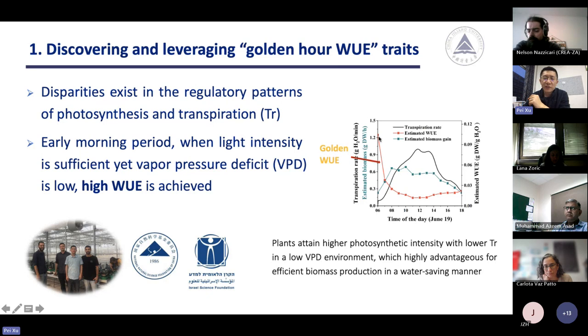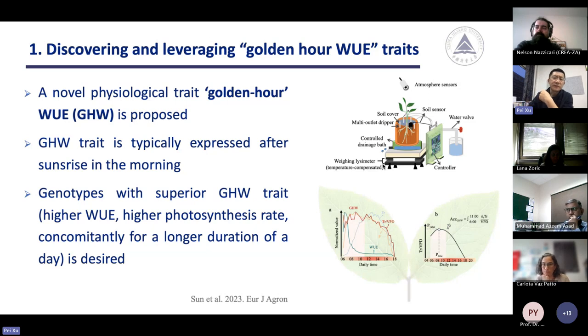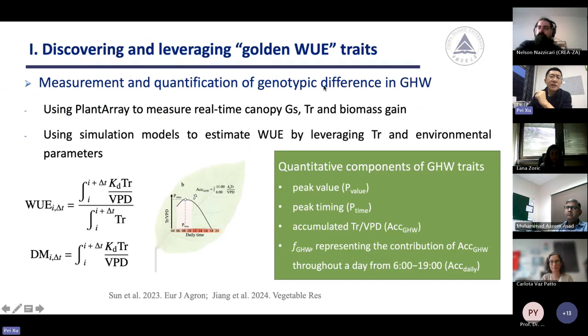So we call this specific WUE window the golden WUE, and the hour during the early morning is called the golden hour for WUE. We proposed a new physiological trait, golden hour WUE, abbreviated as GHW, which is typically expressed after sunrise in the morning. And we anticipated that genotypes with superior GHW traits, for example, showing higher WUE and a higher photosynthesis rate concomitantly for a longer duration of the day, will be required. So for using it in agriculture, we need to be able to measure it and quantify it.